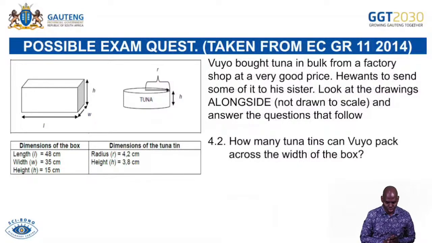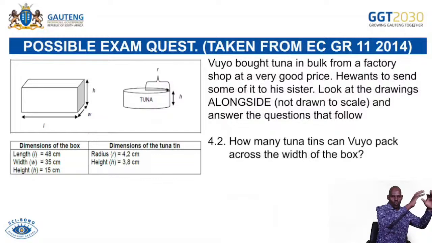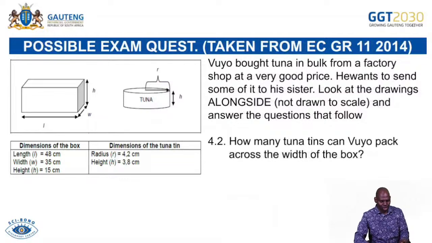And then for 4.2, it says how many tuna tins can Vuyo pack across the width. That's why I said, boys and girls, in this case the examiner actually made it easier for the learners, because everything that we did in one question in the previous questions has now been separated.